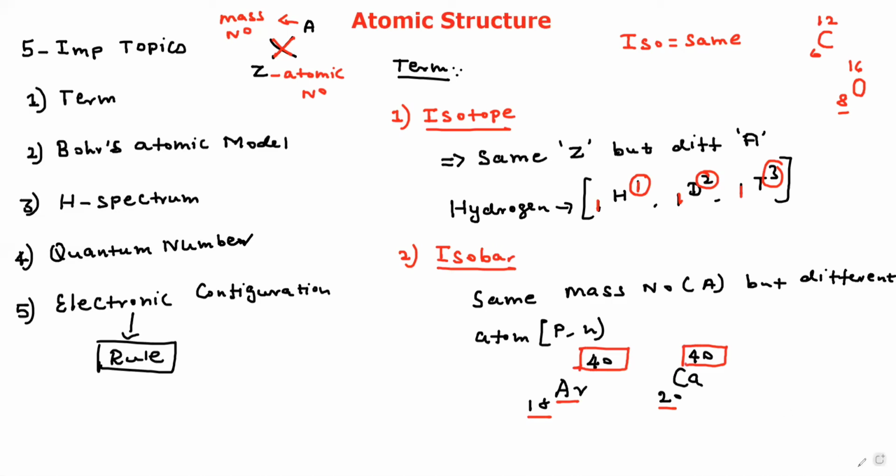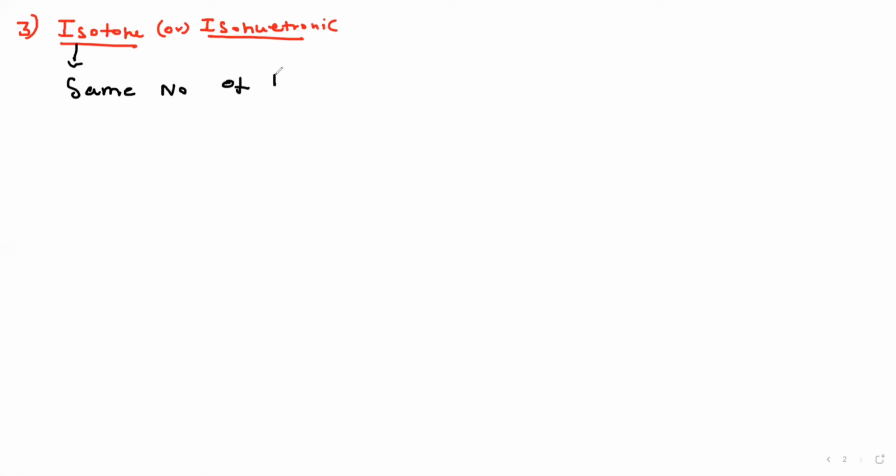Now the third important one is called isotone. We also call them isoneutronic species, which is very important. What is isoneutronic? Same number of neutrons. Iso means same, so isotone means the same number of neutrons.